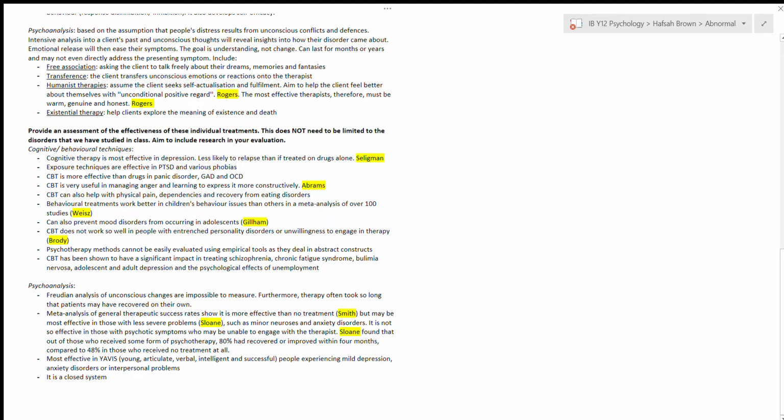The therapist doesn't have a very active role in psychoanalysis. They're mainly there as a kind of sounding board, but they don't really say much.